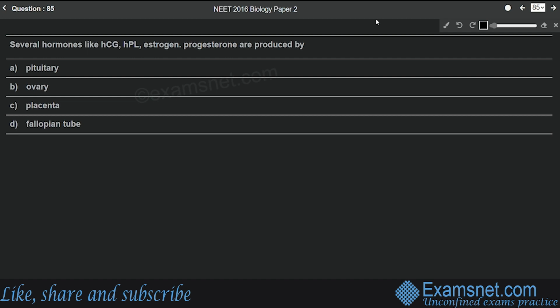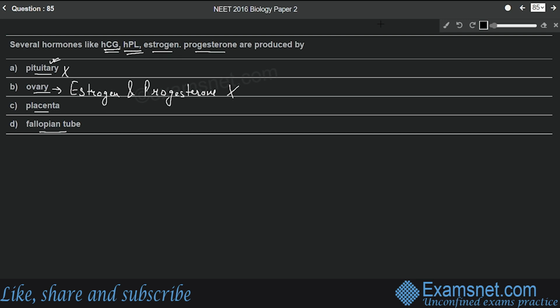Question number 85 is again from the chapter Human Reproduction, and the question is: several hormones like HCG, that is human chorionic gonadotrophin, HPL, that is human placental lactogen, estrogen and progesterone are produced by. Options are pituitary, ovary, placenta and fallopian tube. Okay, so we know that pituitary gland produces several hormones, but these 4 are not among them, so this cannot be the correct answer. Ovary produces estrogen and progesterone, but not HCG or HPL, so this is also incorrect.